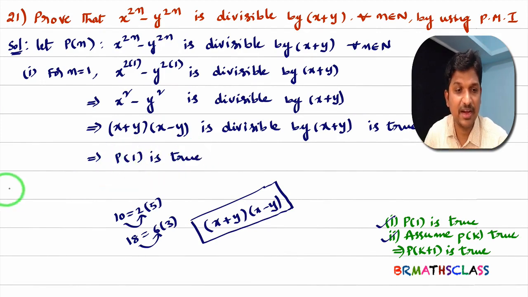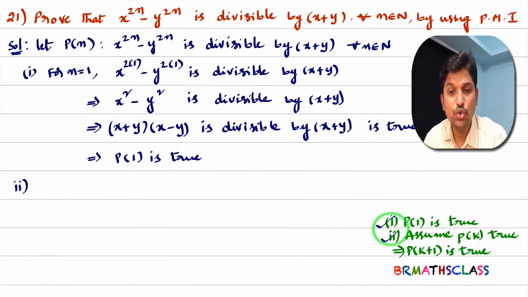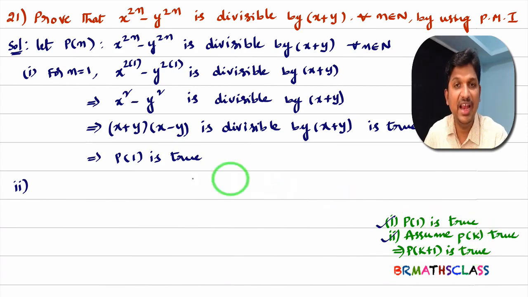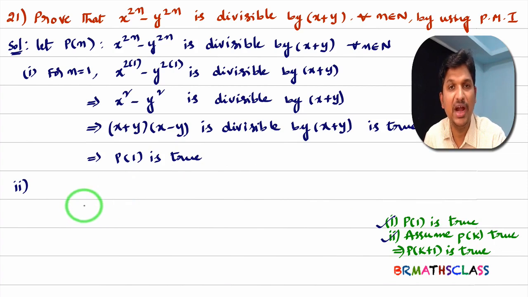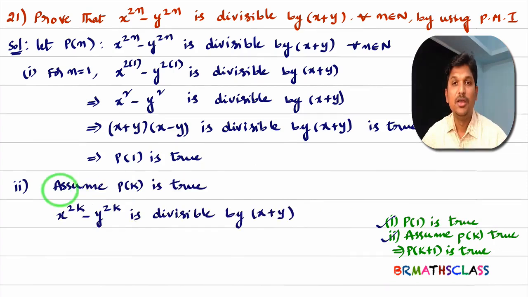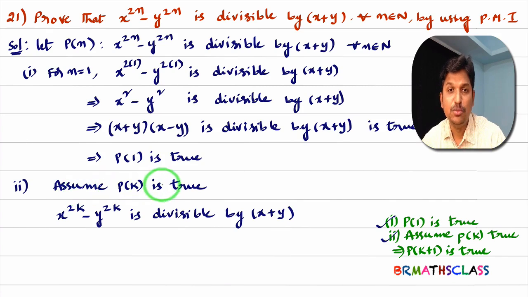Now comes the second part. What is the second part? You assume P of k is true, and from that you prove P of k plus 1 is true. First, I'll assume P of k is true and I'll write what P of k is. You observe here, I assumed P of k is true and I wrote P of k. This is P of k. How will you get P of k? In this P of n, wherever n is there you write k. Then you will get P of k.